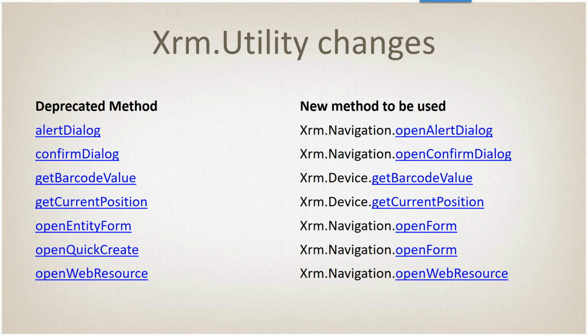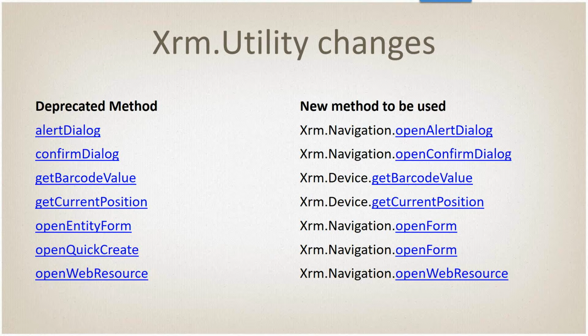Where can you find the full list of deprecated methods? I'll show that to you in a minute, but it's on their website. It's been up for months, quite honestly. If you just look for what's changed or what's new with the July release of Dynamics 365, just do a Google search for that.